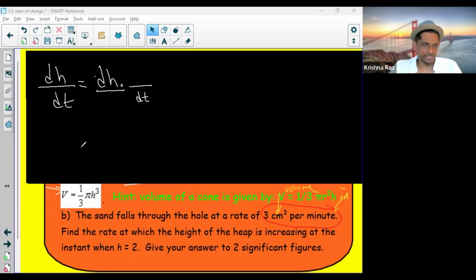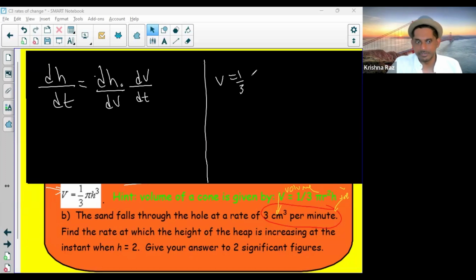And then you look for the third letter, and we've got a giant V equals a third pi h cubed. We're given centimetre cubed, so really, you should realise that third letter is volume. Once you've done that, we need to write down what we have. V equals a third pi h cubed. Differentiate that.